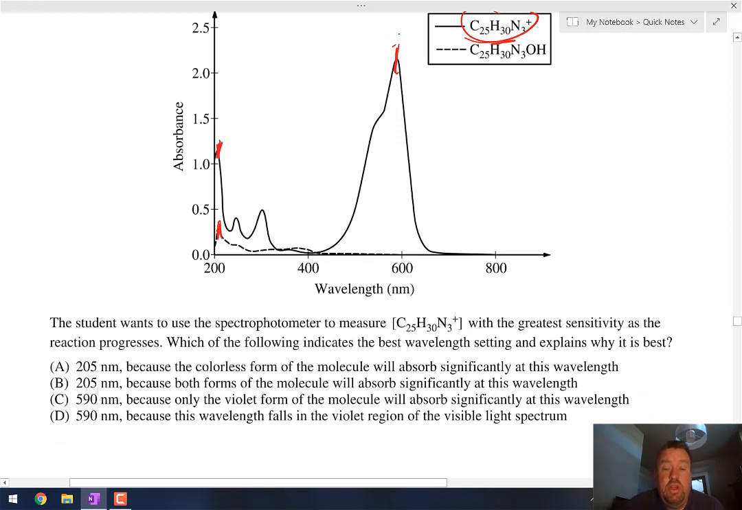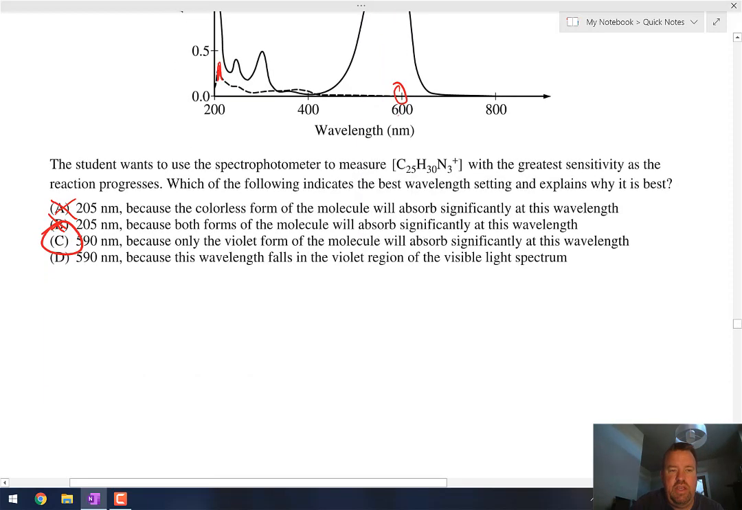Okay. So which of the following is the best wavelength? It's definitely not 205, because again, we're not talking about the dashed line, we're talking about the solid line. Okay, and why is that the correct form? Because remember, we're trying to absorb something, and in this case, we're talking about the color violet, and we know that the color violet gets absorbed significantly at, again, right around 600 nanometers. So the correct answer is C.